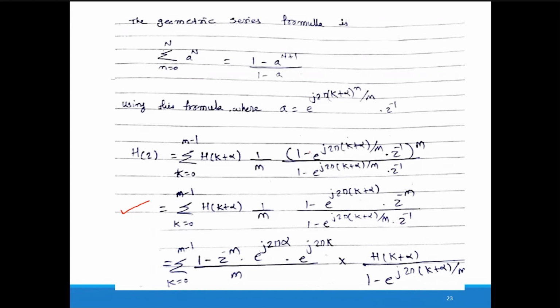Second last one. Okay, here what I am writing this as hk plus alpha as it is.